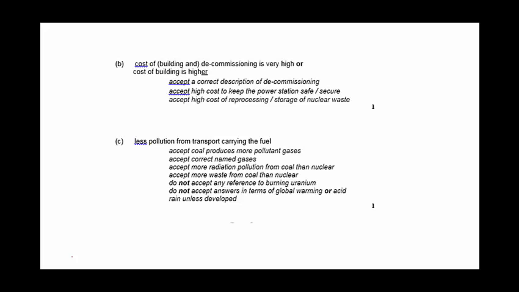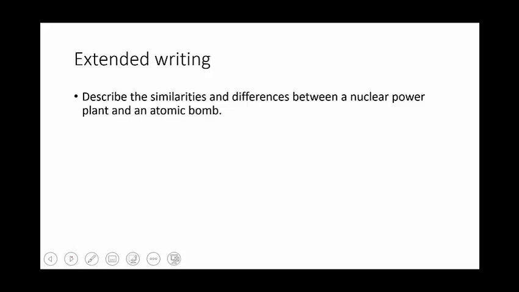In terms of advantages, because it's got a high energy density in nuclear fuel, there is less pollution from transport carrying the fuel, or coal produces more pollutant gases, or you can refer to carbon dioxide or sulfur dioxide. You can say there is actually more radiation pollution from coal than nuclear. You can say there's more waste from coal than nuclear. But you do not get any marks if you talk about burning uranium, because it doesn't burn, it fissions. And you have to give details of the gases produced if you're referring to global warming or acid rain.